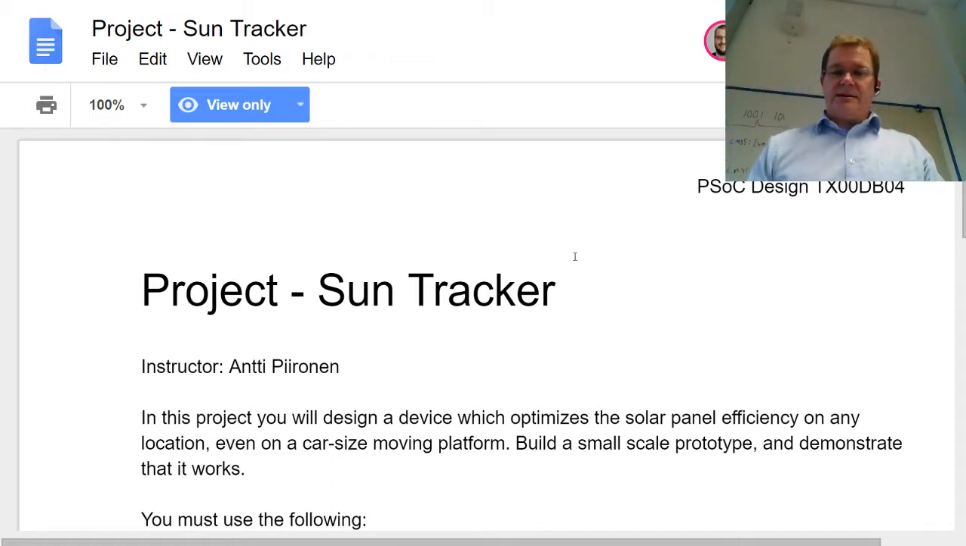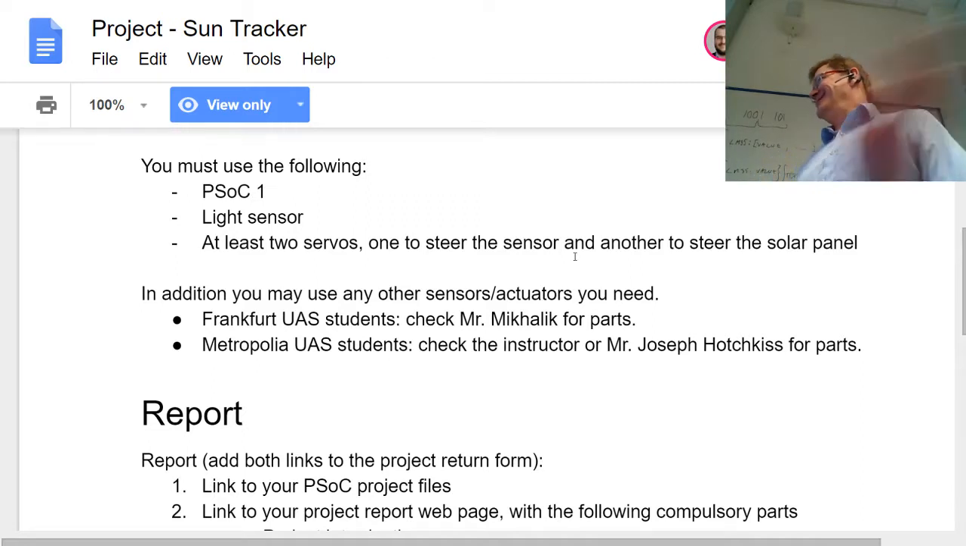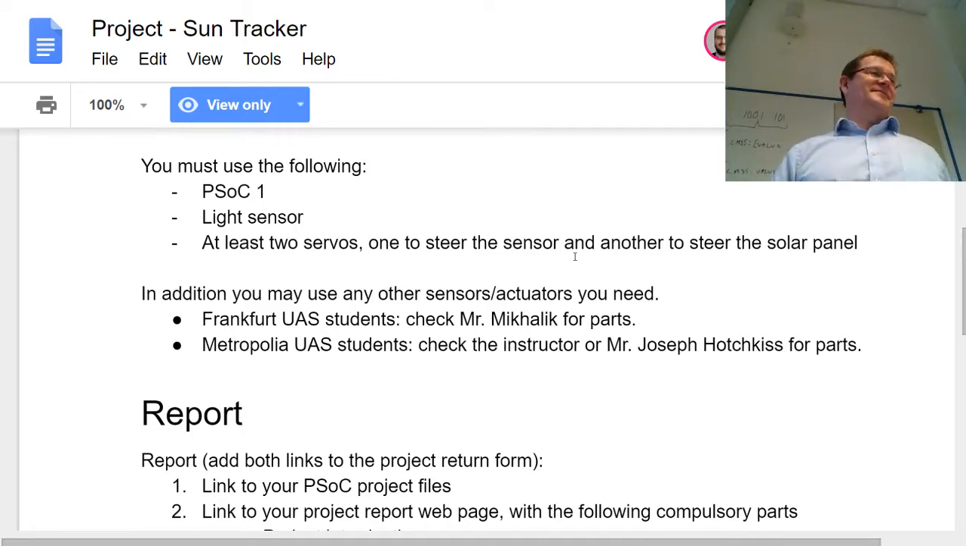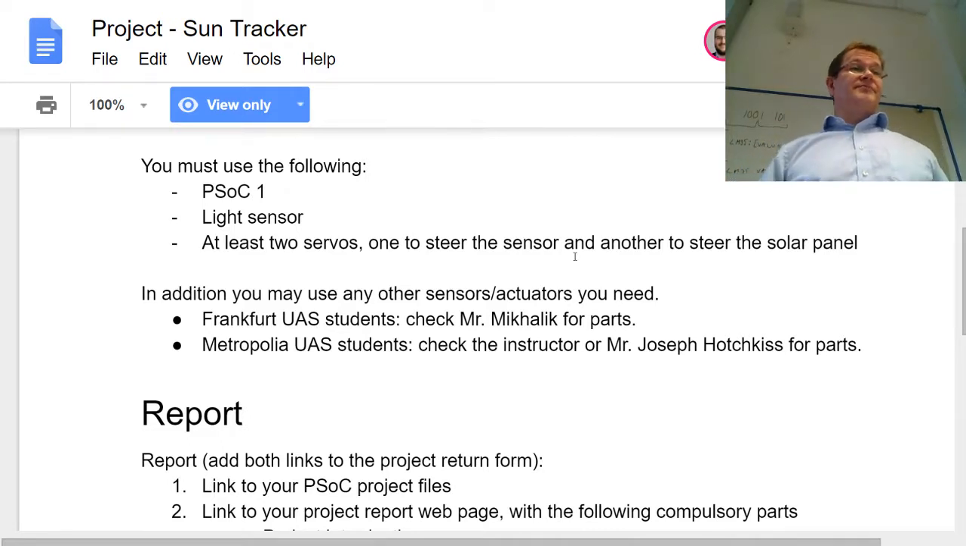All right, and what you need to do: use PSoC 1. No AVRs, no ARMs, no Arduinos. PSoC. Then a light sensor or more light sensors. You can have as many light sensors as you wish, that you can find. At least two servos. Yeah, at least.